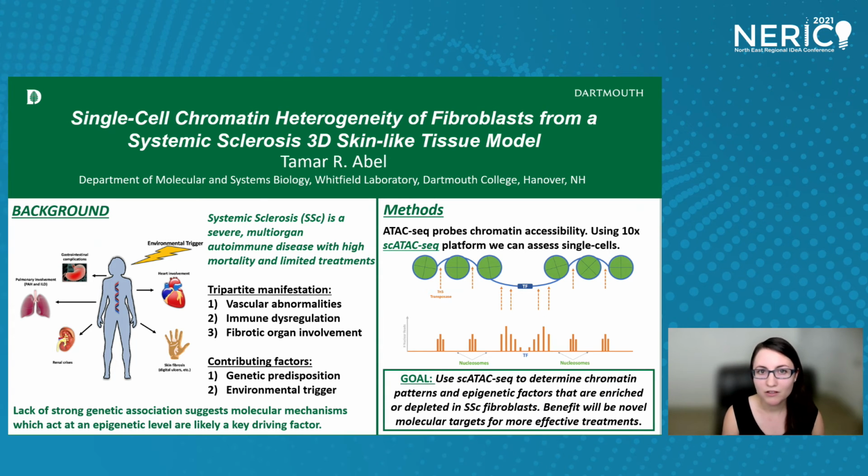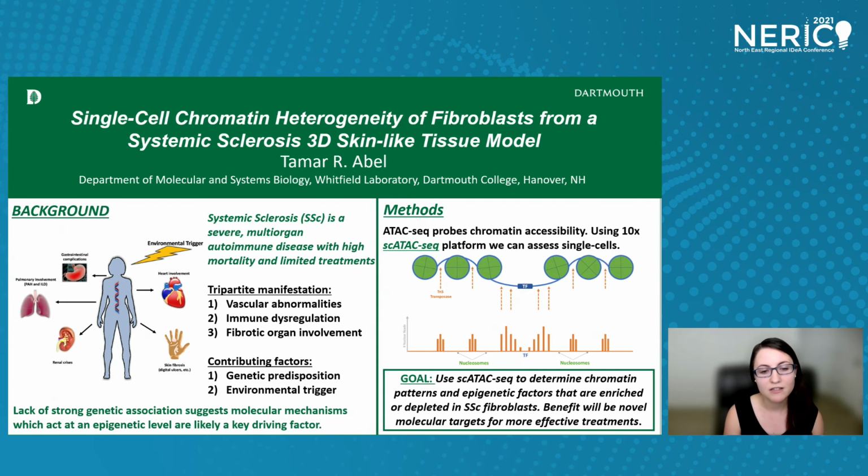A method commonly used for studying epigenetics is ATAC-seq, which is able to probe chromatin accessibility by the insertion of a Tn5 transposase into open regions of chromatin. These can then be sequenced and mapped across the human genome. We use single-cell ATAC-seq so that we can look at chromatin heterogeneity within cell types such as fibroblasts.